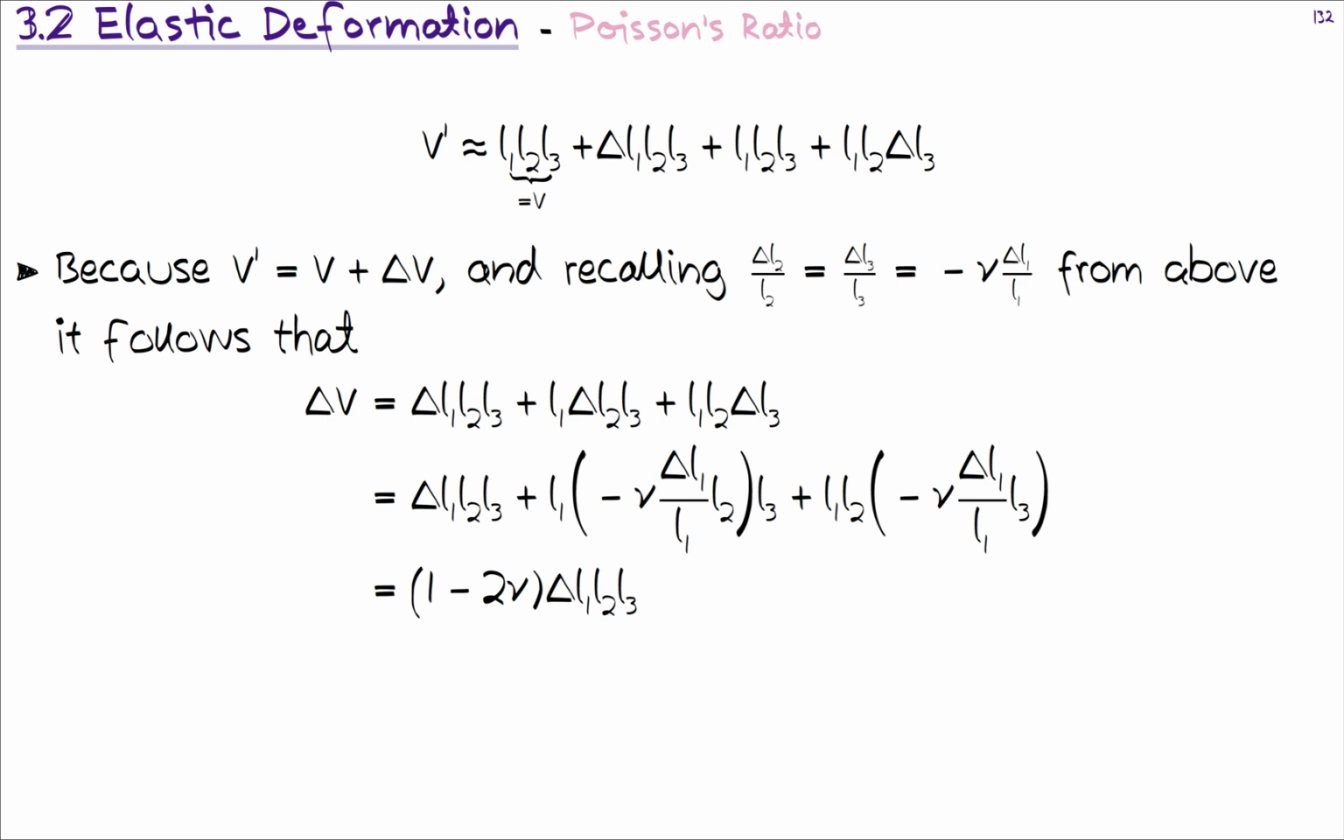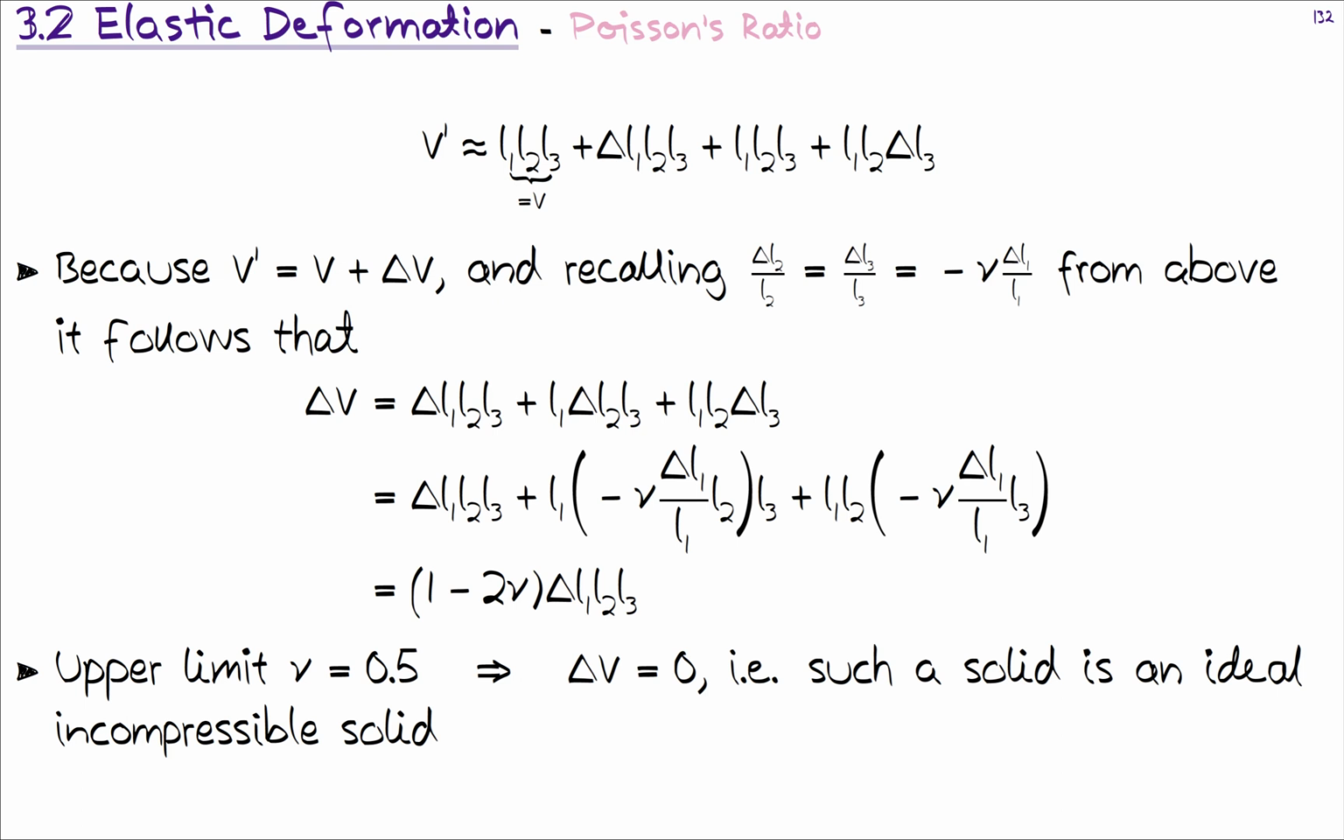And looking at this equation, we see that the upper limit, which is nu equals 0.5, we end up with a situation that the change in volume is 0. And this is essentially what an ideal incompressible solid is, how it behaves, so that the volume does not get changed when we apply a stress on a piece of an incompressible solid. And this Poisson's ratio gives us this ratio there.